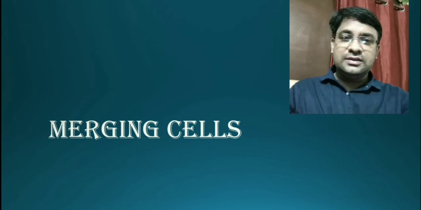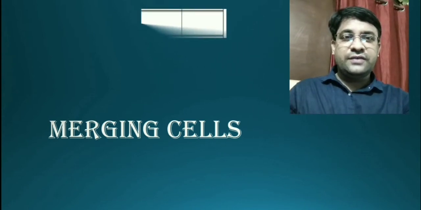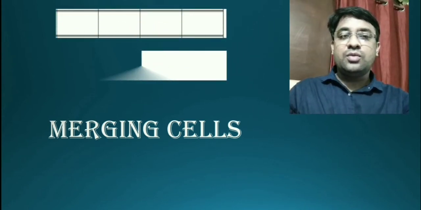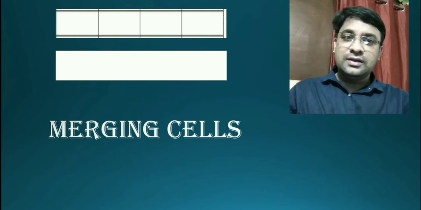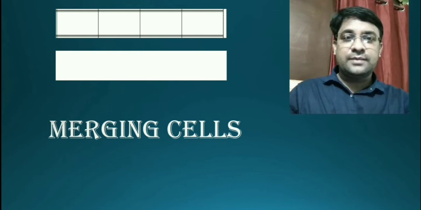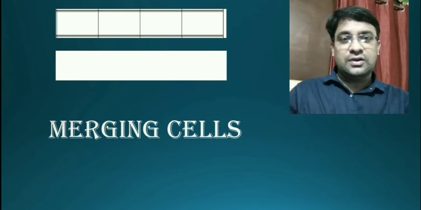So what is merging? Merging refers to combining two or more cells in a row or column into a single cell. You can see that in the diagram. So combining two or more cells into a single cell is called merging.